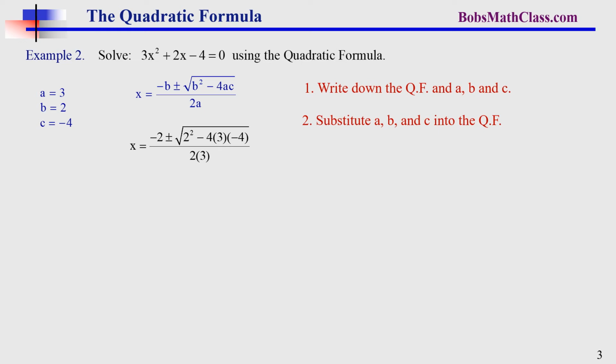Okay, so negative 2 plus and minus the square root. 2 squared minus 4 times 3 times negative 4 all over 2 times 3. Now we can simplify. 2 squared on top is 4. On the bottom, 2 times 3, that's a 6. And then 4 times 3 times 4. 4 times 3 is 12. 12 times 4 is 48. The 4 is negative, so it's a negative 48, but there's already a minus in front, so it turns into a positive 48 or plus 48.